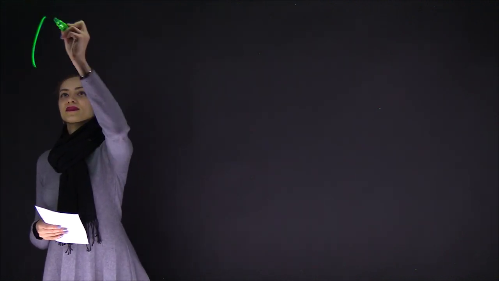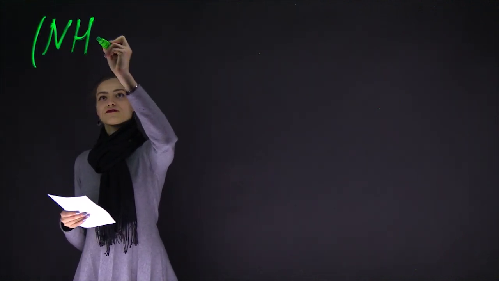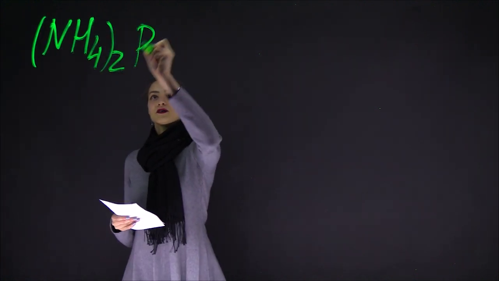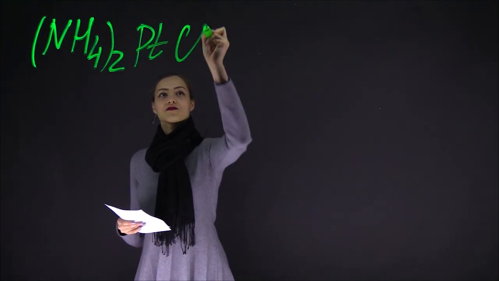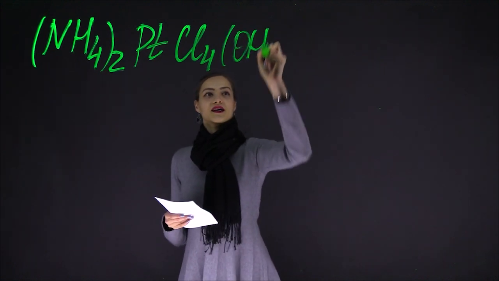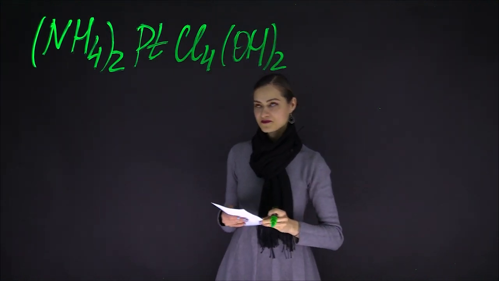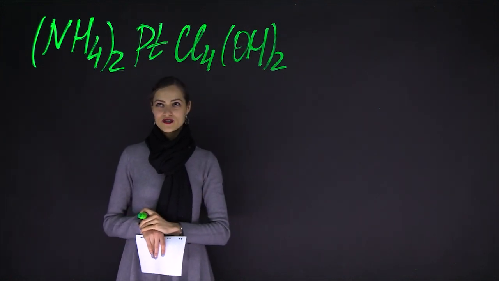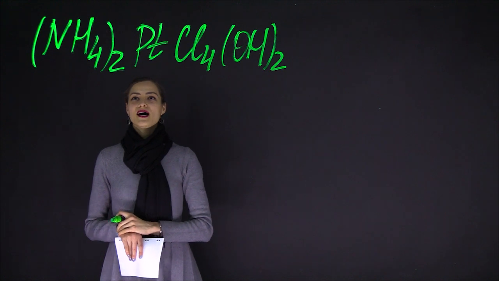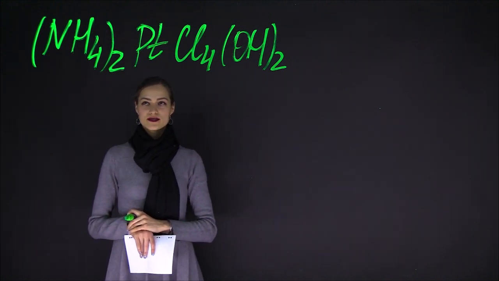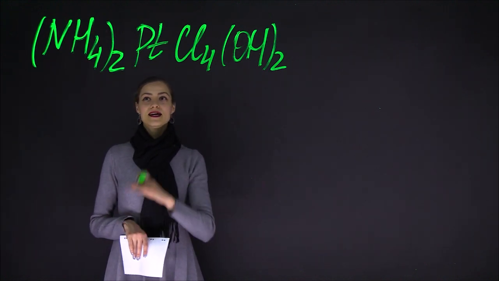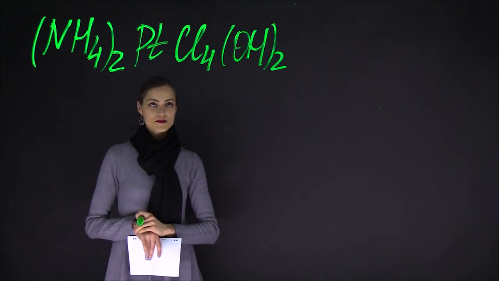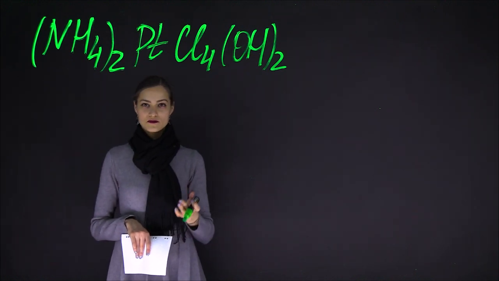Exercise number 1. We need to write the thermochemical equation for this substance: NH4 doubled, platinum, fluorine 4, and 2 hydroxide groups. How can we write this thermochemical equation? First of all, we need to know that in a thermochemical equation we write the heat effect of this reaction exactly for the pure complicated substance. It means the standard heat of formation.